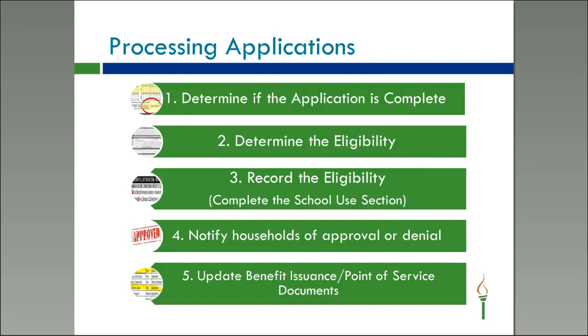After you've determined what type of application it is, you'll follow these steps to process the application. We'll talk about how to apply each of these steps to each type of application. So first you'll determine if the application is complete, then you'll determine the eligibility, you'll record the eligibility and complete the school use section of the application, then you'll notify the households and you'll update your benefit issuance and point of service documentation.